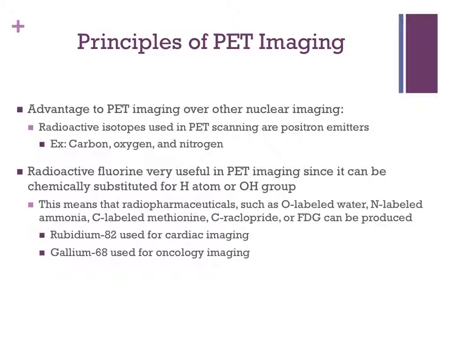Also, radioactive fluorine can be very useful as it can often be chemically substituted for a hydrogen atom or a hydroxyl group. This means that radiopharmaceuticals such as O-labeled water, N-labeled ammonia, C-labeled methionine, C-raclopride, or FDG can be produced. Other radionuclides of interest in PET imaging include rubidium-82, which is used for cardiac imaging, and gallium-68 for oncology imaging.